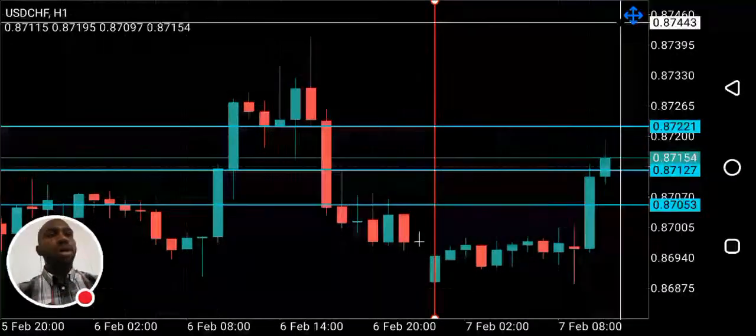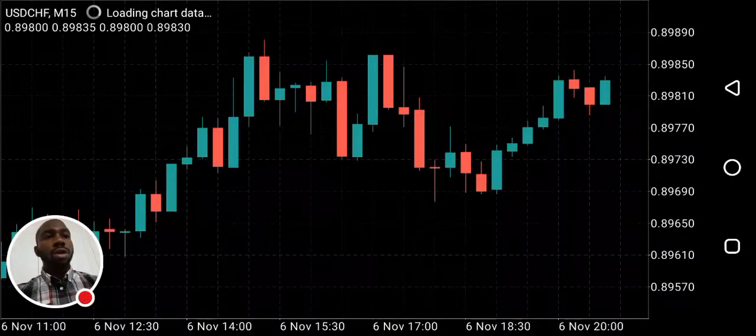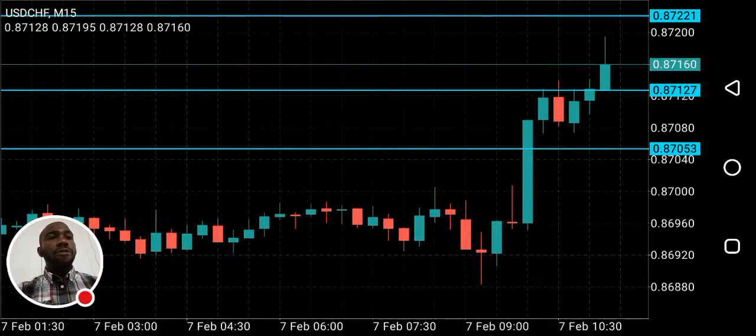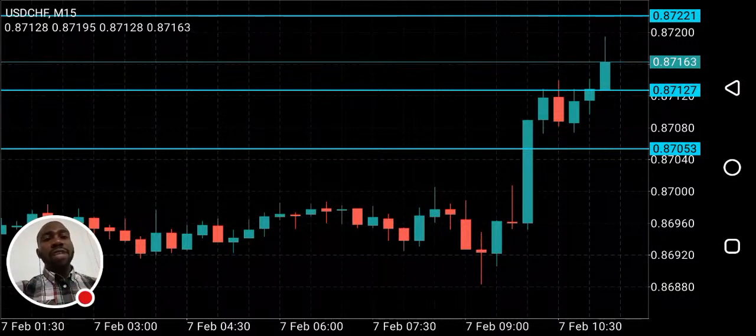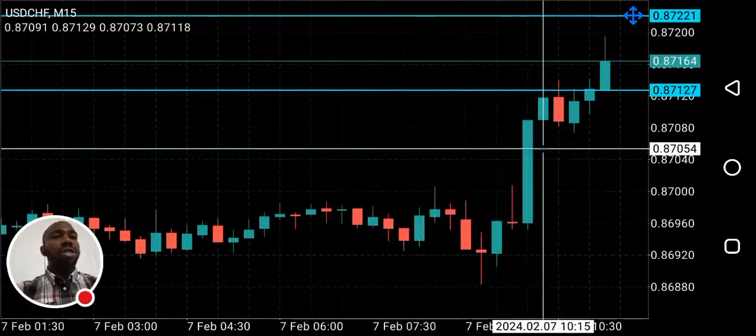Let's see how the candle closes. Okay, let's go to 15 minutes. So if we go on 15 minutes, you can see, if this 15 minute candle closes as a shooting star, wait for a bearish candle to close after it. Probably you could patiently wait for a bearish candle to close below this level before you sell.